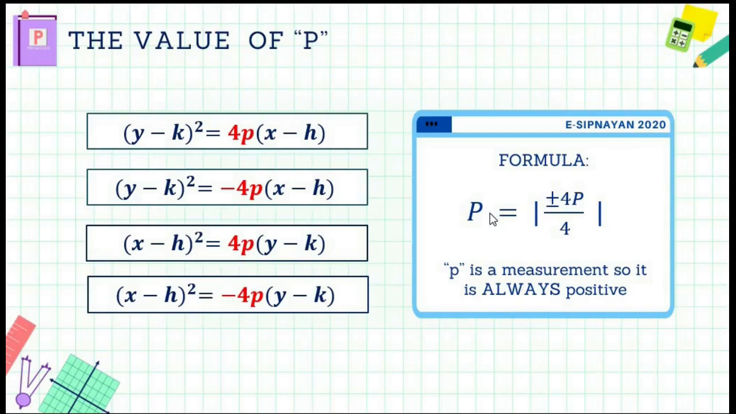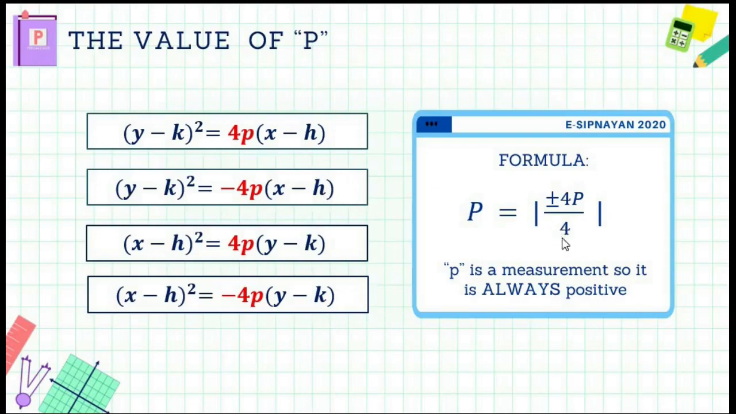So remember the formula, that will be positive or negative 4p over 4. It's positive when we have a parabola that opens to the right and up. It will be negative 4p if we have the standard form which opens to the left or downward.